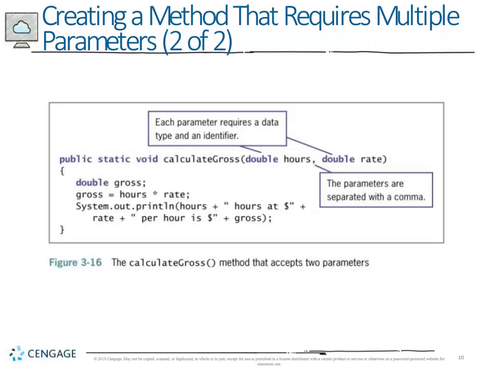We can also pass multiple parameters to a method. So this calculateGross has 2 parameters. One is hours, the other one is rate.